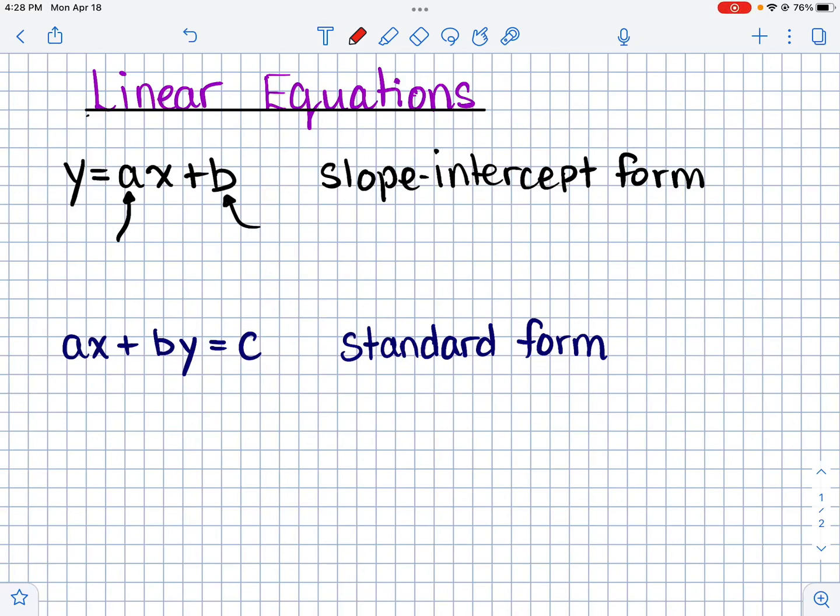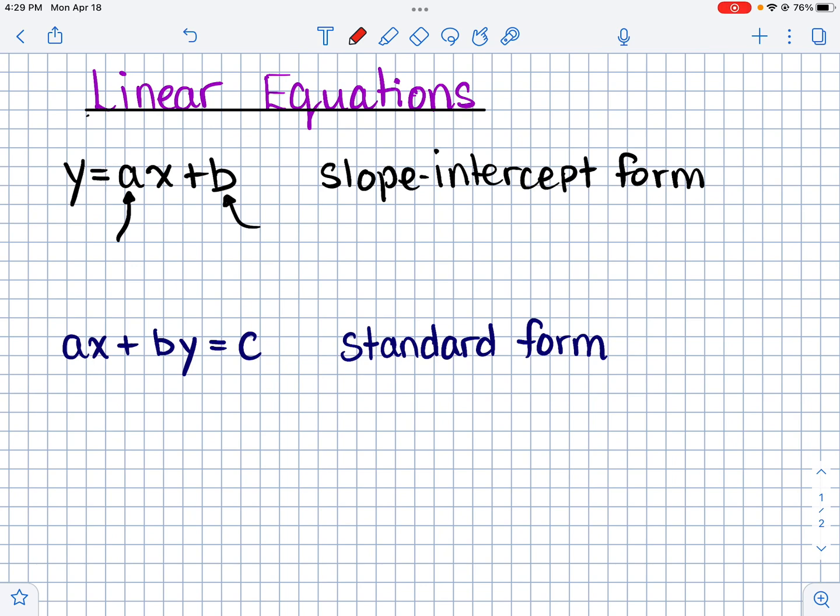Okay, we're talking linear equations. So we've learned about this form, y equals ax plus b, or you might have heard it called y equals mx plus b. A and b are just placeholders for numbers right now. So they're just the variables that we're using. They could be any letters.